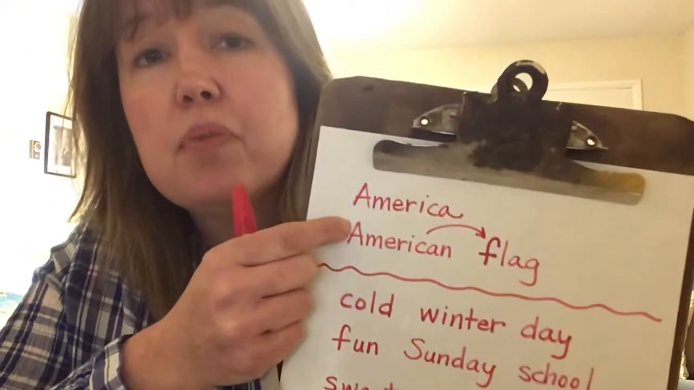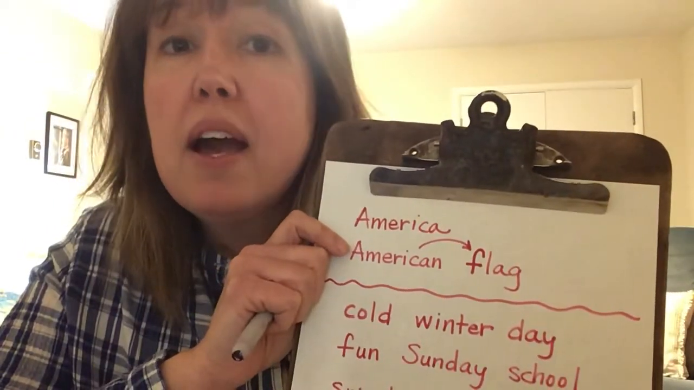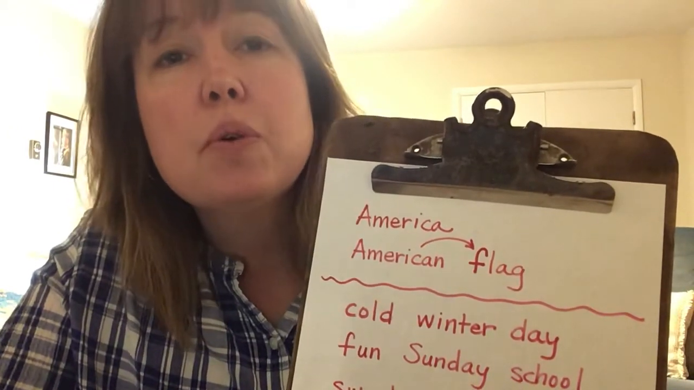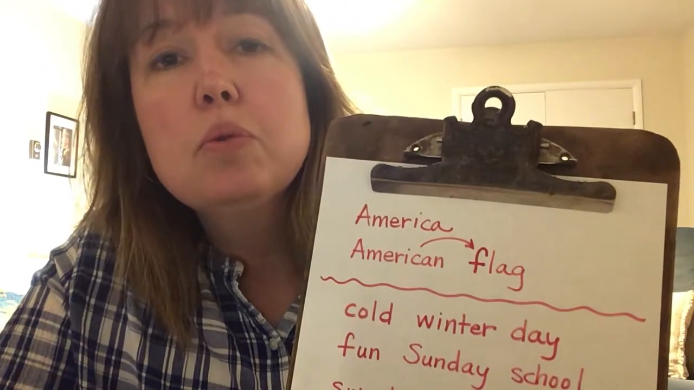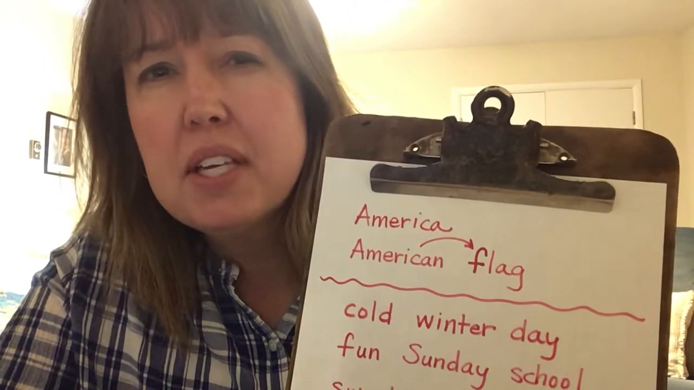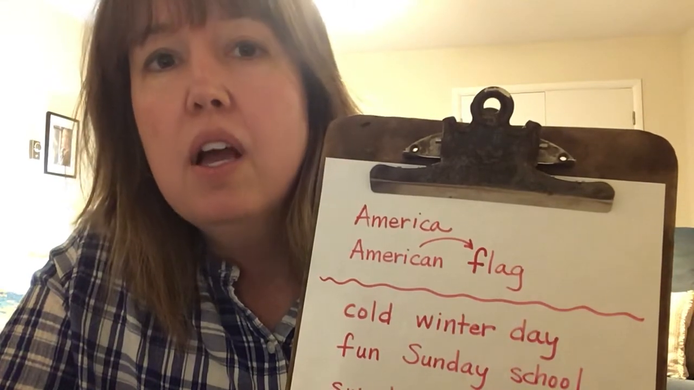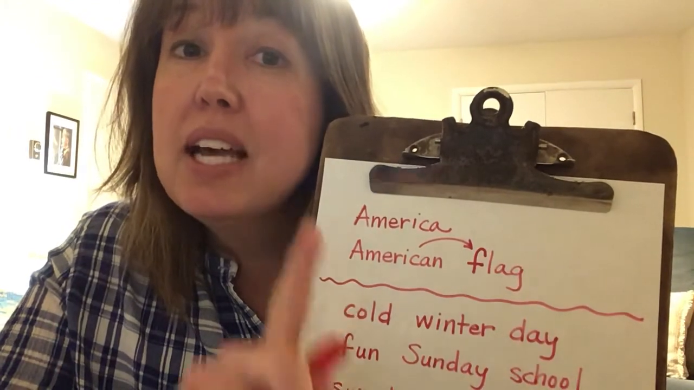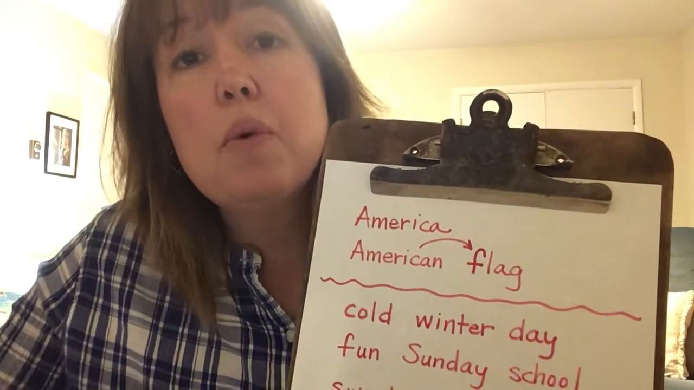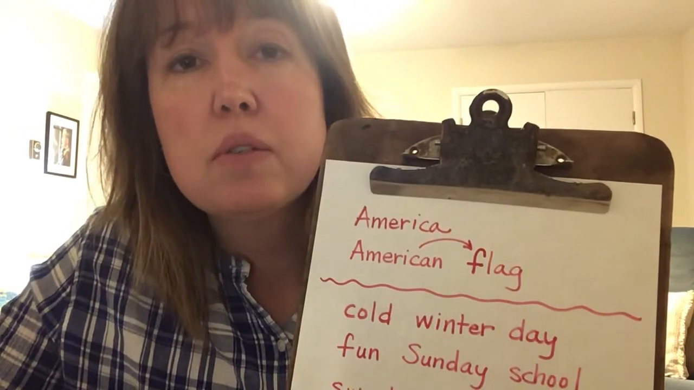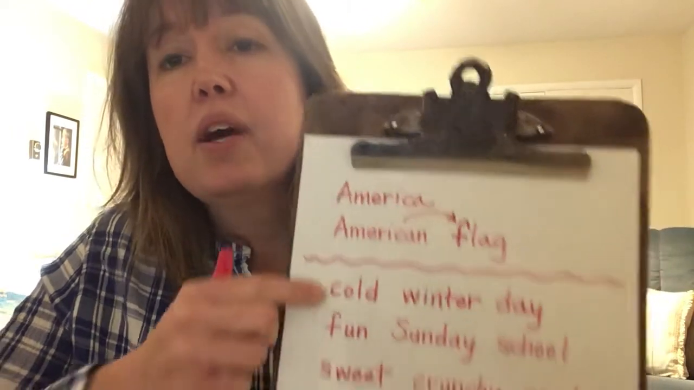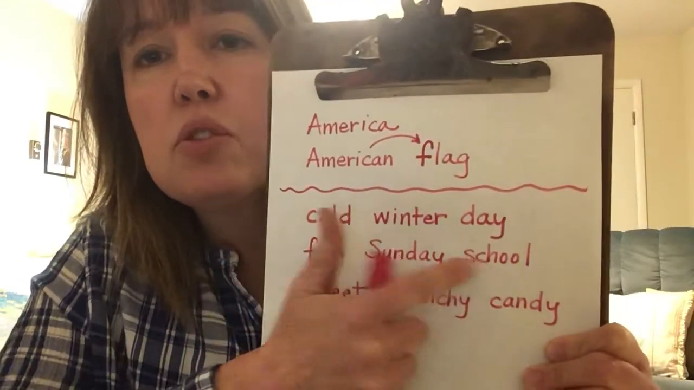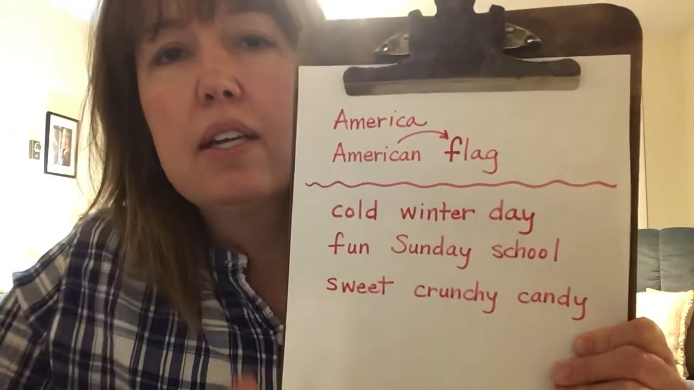Now, also in your sentences, you may have more than one adjective describing a noun or a pronoun. So, we need to remember what happens when we make a list of things. What do we put between the words? We put commas, but we may need commas, we may not. There's a test that you have to give in order to know whether to put commas between a list of adjectives or whether not to. Okay, so I have some examples here. Cold winter day, fun Sunday school, sweet crunchy candy.